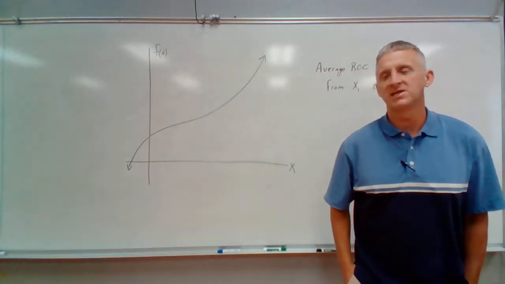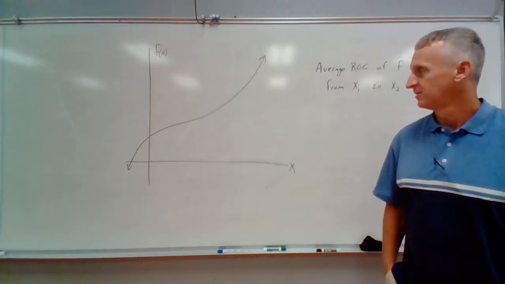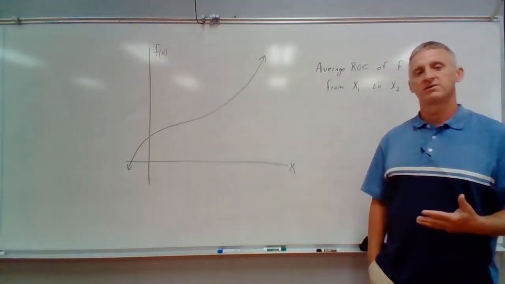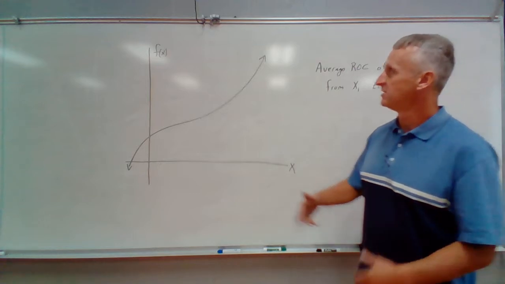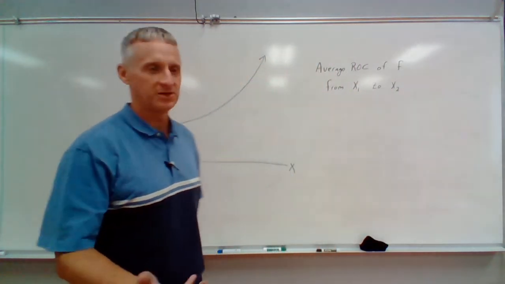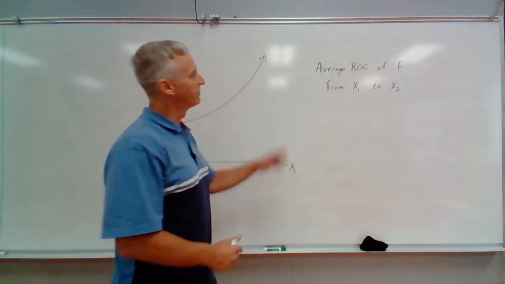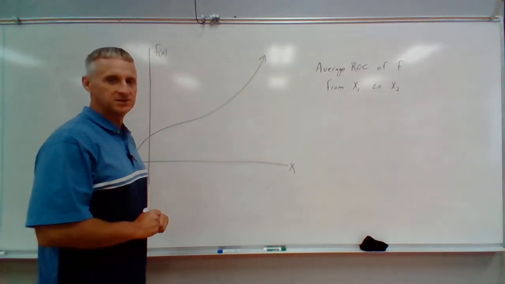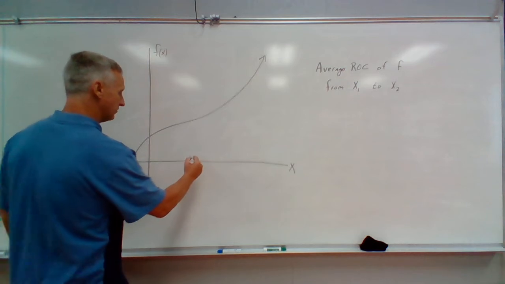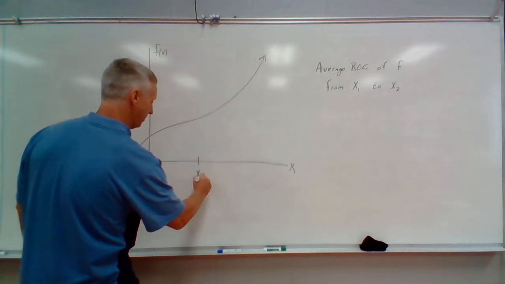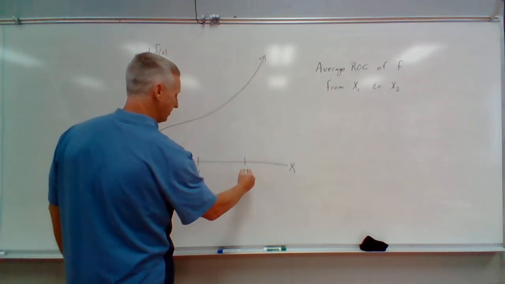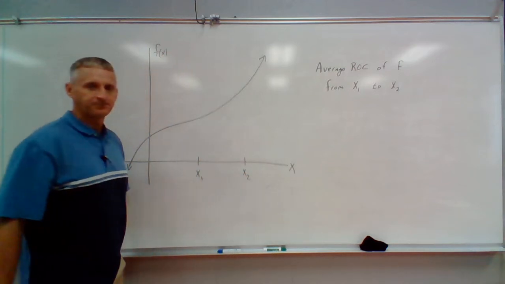All right, so let's come up with a definition of the average rate of change over a certain interval. So we're going to do this in general. So here's just some random function. We don't have an equation for it. It's just an arbitrary function. We want to know the average rate of change from x1 to x2. Okay, so let's put in x1 and let's put in x2.